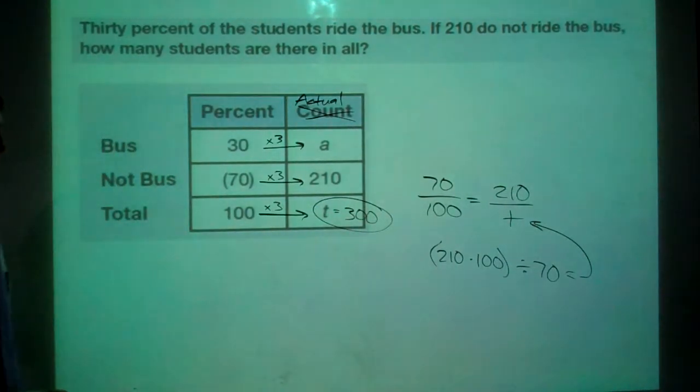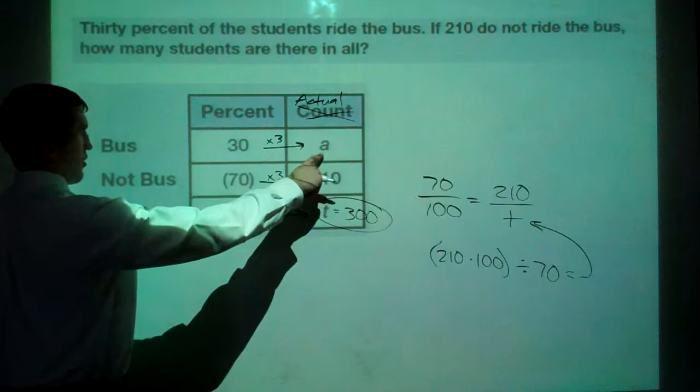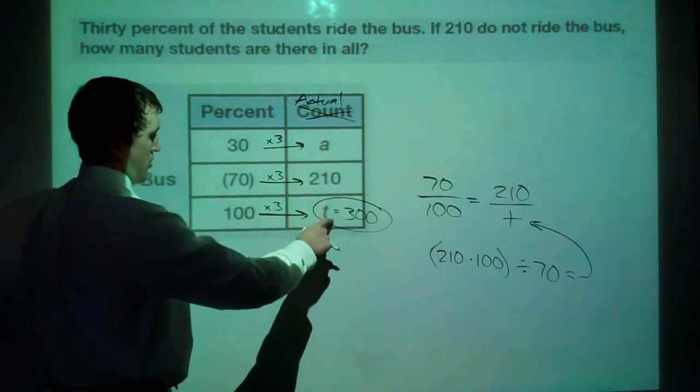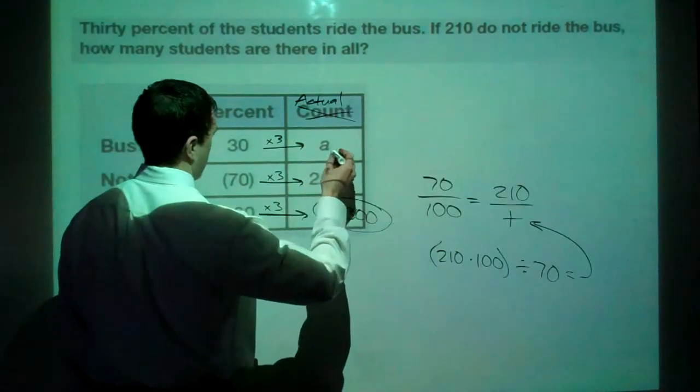Okay, now let's just double check and make sure that that makes sense. Like I said before, this and this, those who ride the bus and those who do not ride the bus, should add up to 300, our total amount. So 30 times 3 is 90.